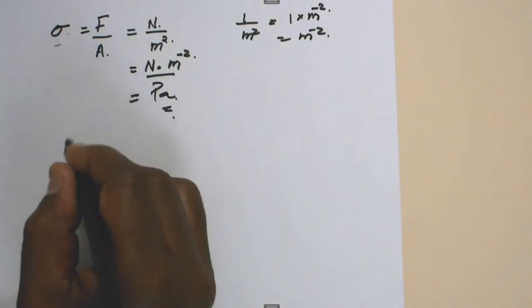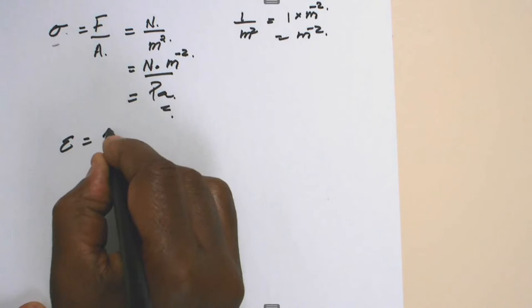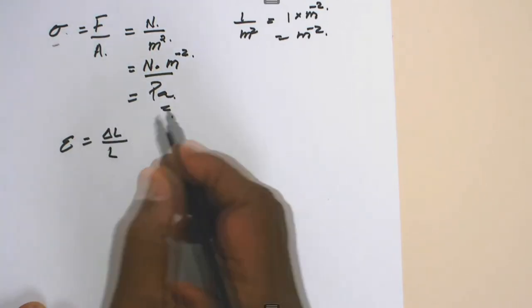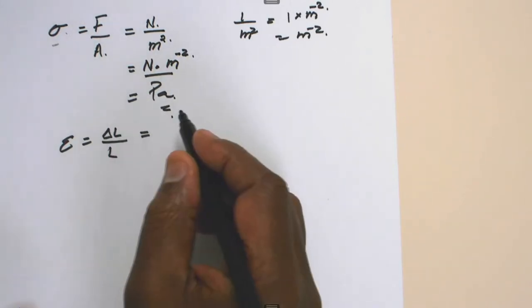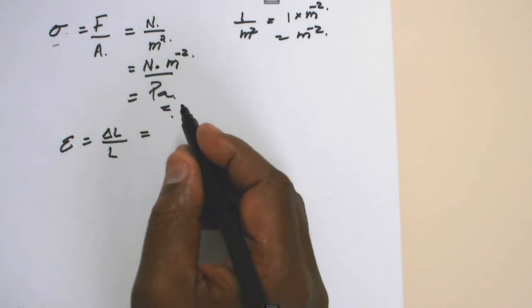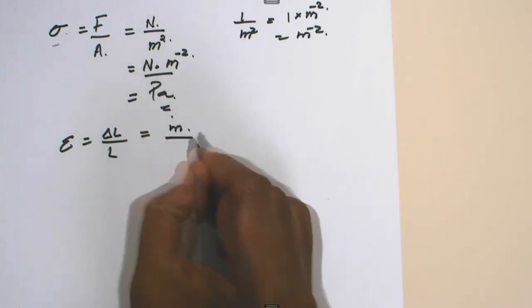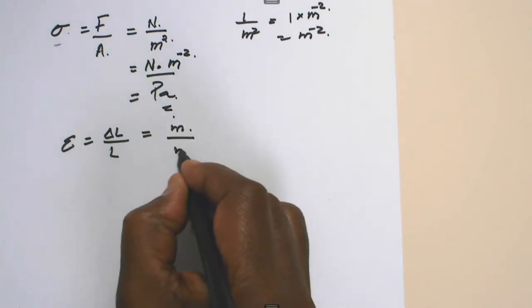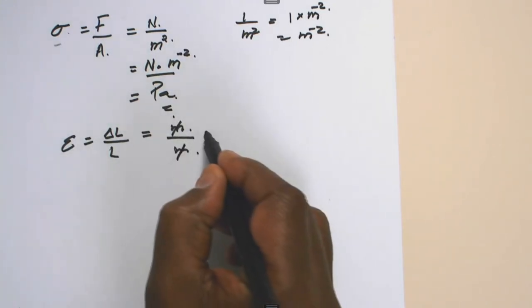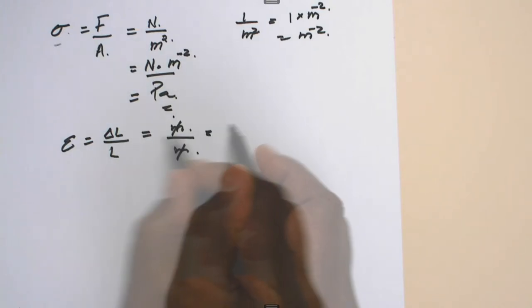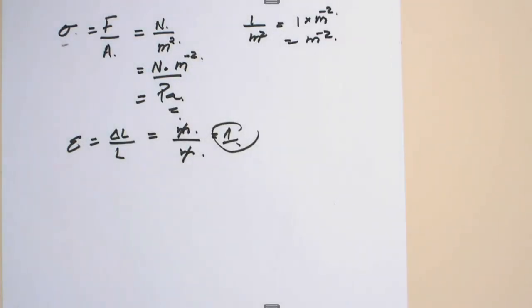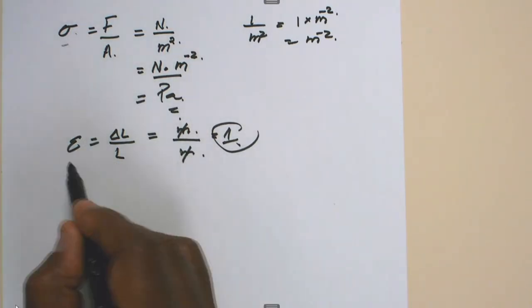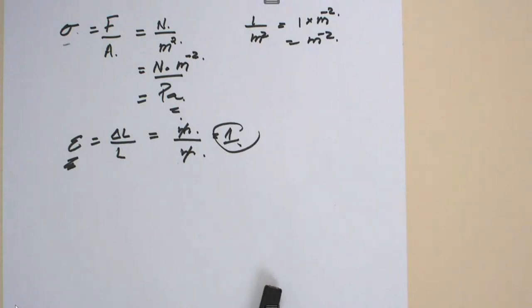We can say that a strain is equal to change in length over the original length. The change just means the final length minus the initial length. So the unit will be meter divided by the original length, which will be a meter. So these meters cancel out, so there will not be a unit. You will have a number without the units, because the units cancel out. So that is why a strain does not have a unit.